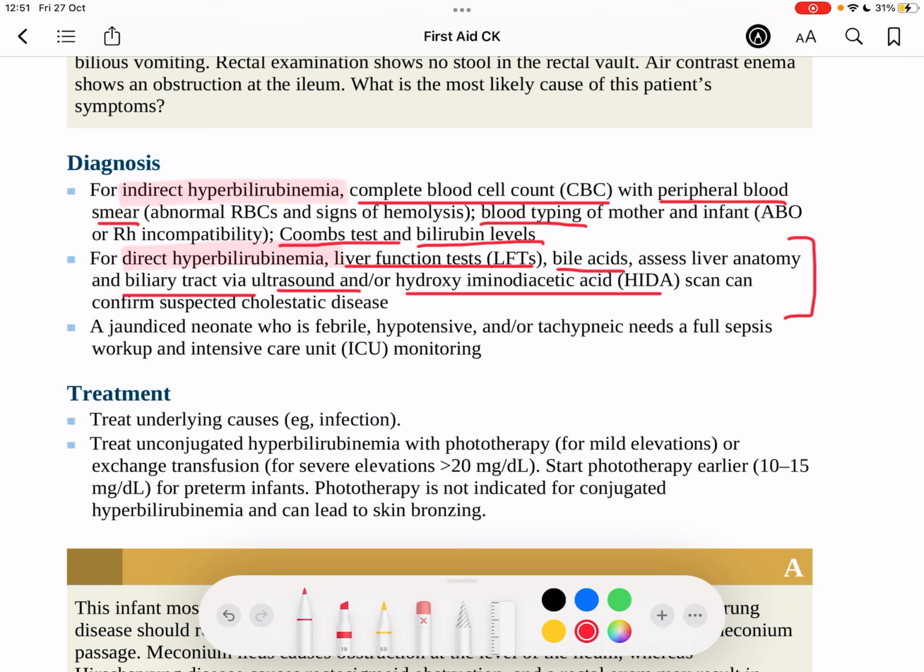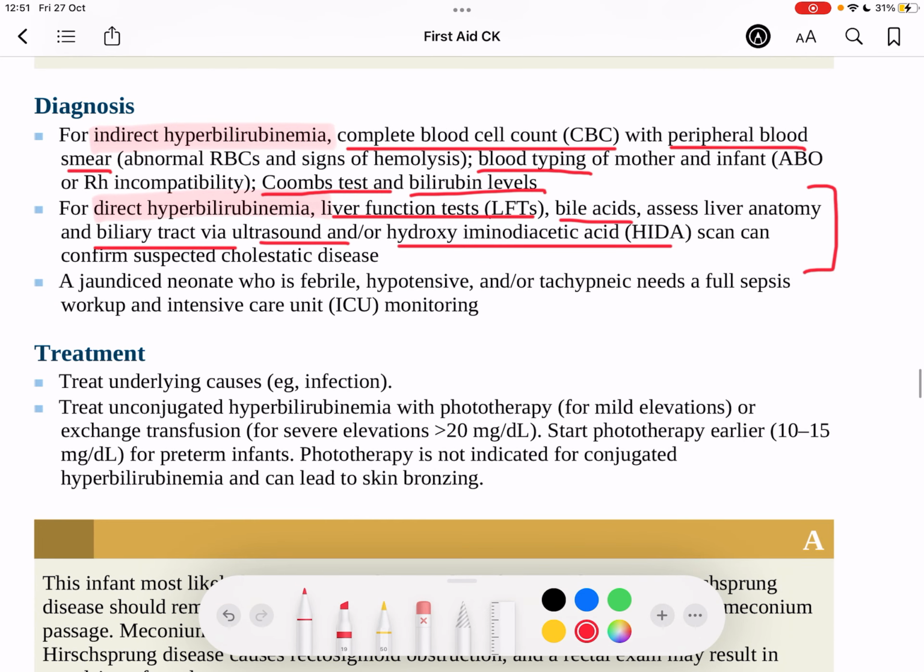So yeah, okay. A jaundiced neonate who is febrile, hypotensive, and tachypneic needs a sepsis workup and ICU monitoring. And I'm just going to give you a warning now. If you haven't gone through UWorld, there is a UWorld question that's going to trick you and trip you up on that. So please keep this in mind, and hopefully you can get that question correct.